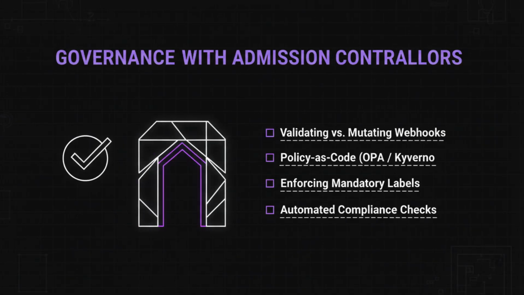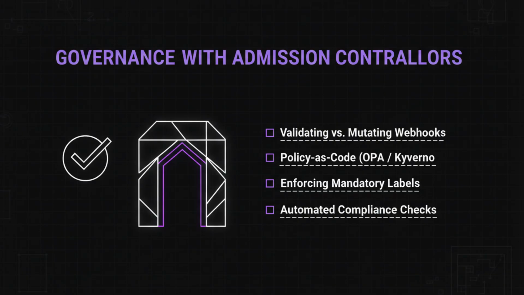To maintain order in a multi-tenant cluster, we need automated governance. Admission controllers are our best tool here. Using validating admission webhooks, we can inspect every request that comes into the API server and reject those that don't meet our standards, such as a tenant trying to create a resource without the required labels, or a pod with insufficient security context. Tools like Open Policy Agent, or OPA, or Kyverno allow us to write these policies as code.